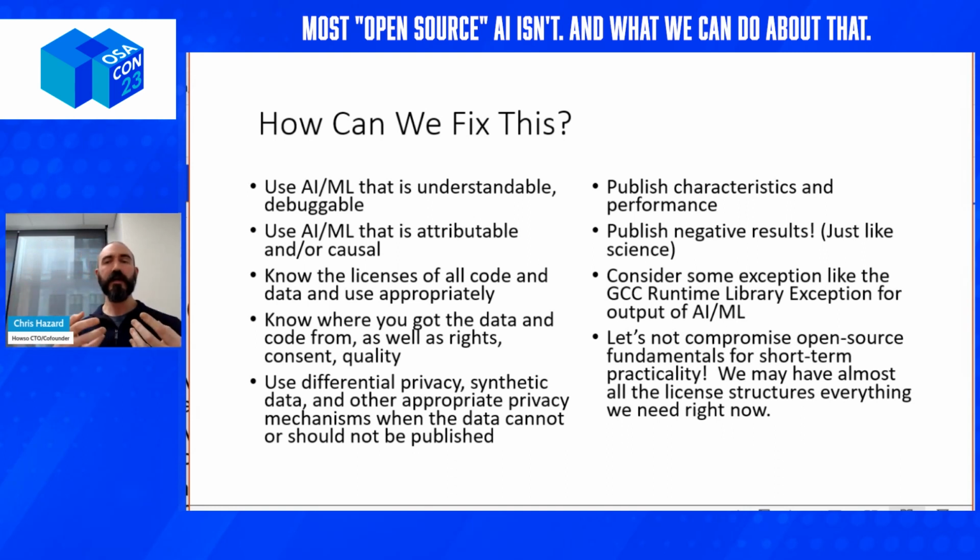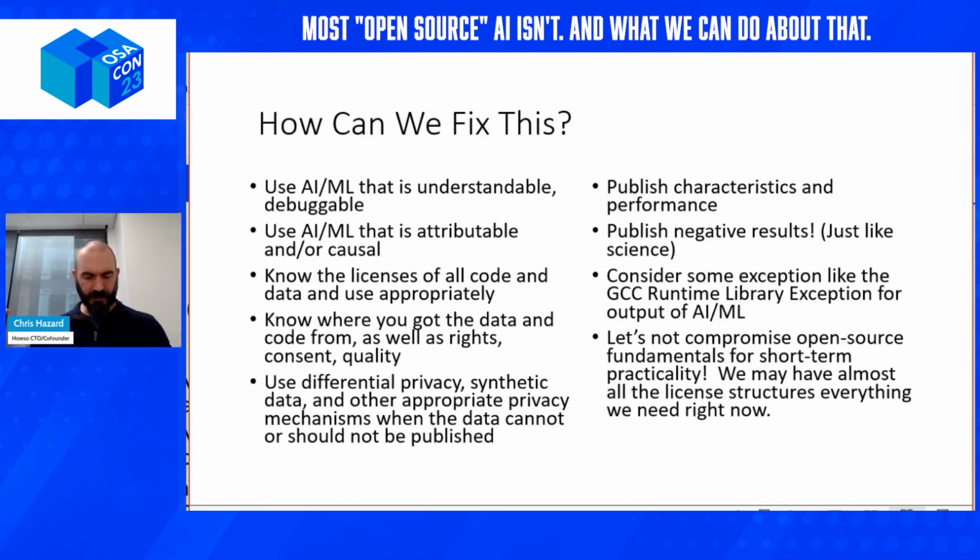If we're putting code in models as we are, do we need some sort of a GCC runtime library exception for the output? Right, so maybe you want a GPL licensed piece of software, or maybe you want an MIT license, but if you use a GPL, is there an exception to make sure things generated could be used in the free and open ways that you'd like? And let's not compromise these open source fundamentals for short-term practicality. If we say, well, these black boxes are good enough, and we're going to stamp them as open source, I think we're also doing a disservice to open source software that has all these understandable properties, and eroding our principles.